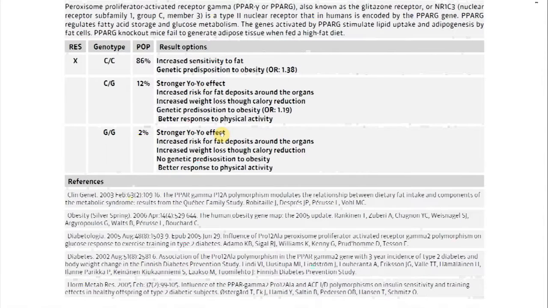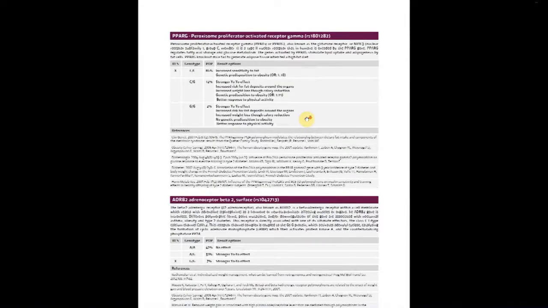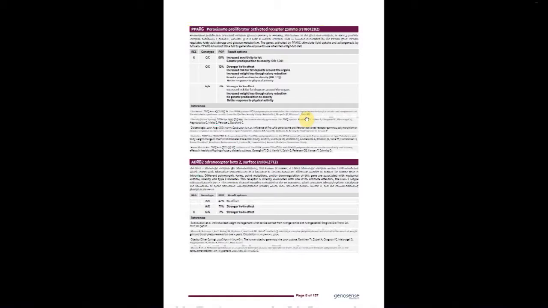CG, 12% of the population, a stronger yo-yo effect, the rebound effect once you've lost weight, increased risk for fat deposits around the organs, increased weight loss through calorie reduction, so eating less and so on. So do read through this in case you're interested. Otherwise, this is very technical. You don't need to understand all of this to be able to use your program correctly. It's really just meant for critical scientists that look through our program, that want to see where we get our information from and what science we've based it on.